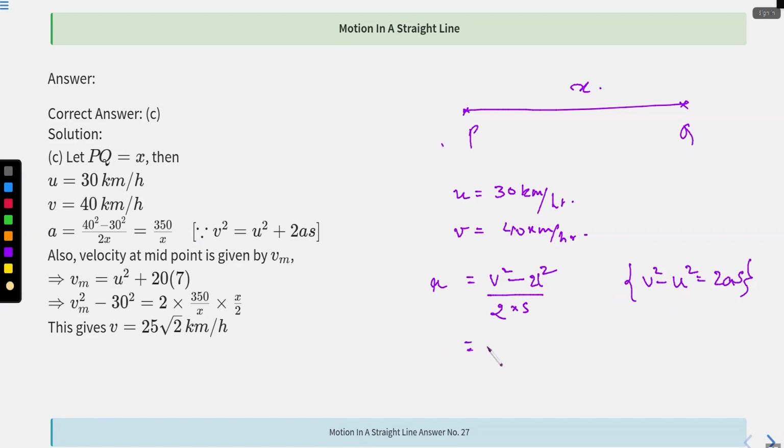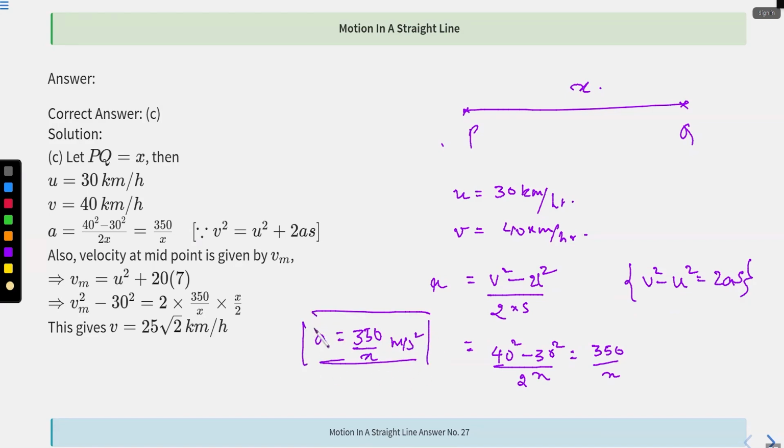Fine. So acceleration is v square, what is v square? 40 square minus 30 square divided by 2x. This is 350 by x. Correct? So the value of acceleration is 350 divided by x meter per second square. Okay, so we have got the acceleration.